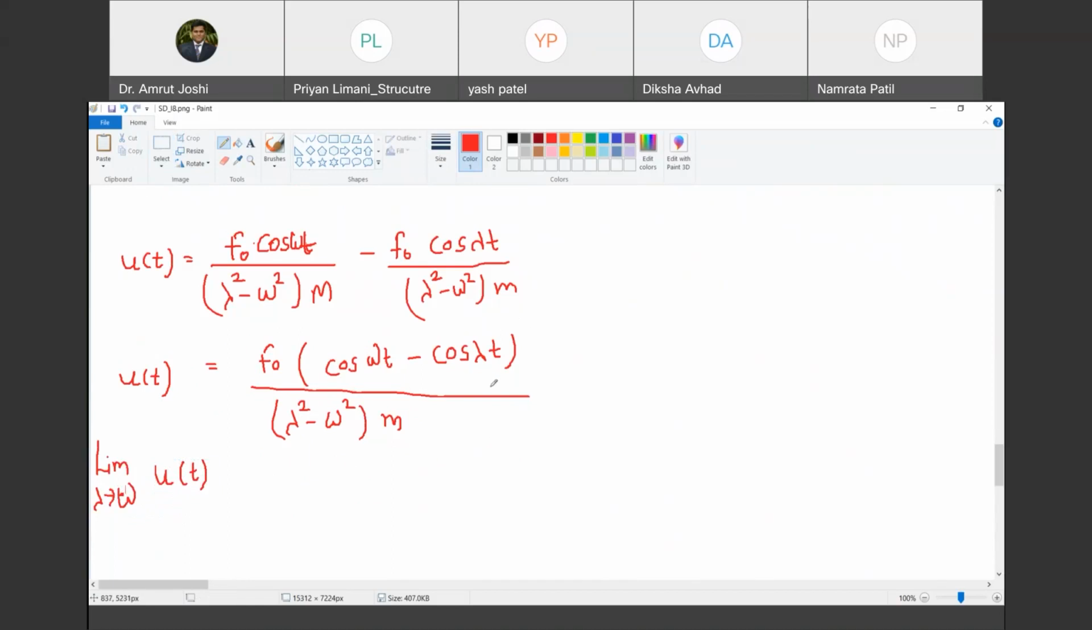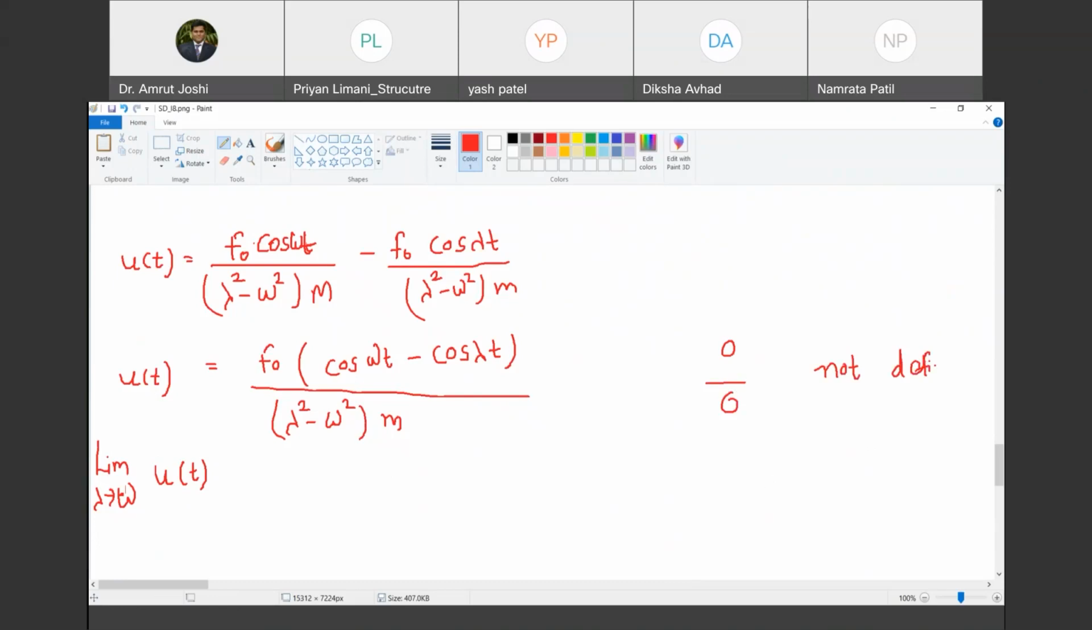Now tell me what happens to the denominator. When lambda approaches omega, it will be cos omega t minus cos omega t. So numerator में 0 आएगा. What happens to denominator? Lambda approaches omega. So at that time denominator is also 0. So 0 by 0 is not a definite form. Do you agree with me? So when you have a not definite form like 0 by 0, how do you find out the limit? Limit as lambda tends to omega gives me this as not definite form 0 by 0.